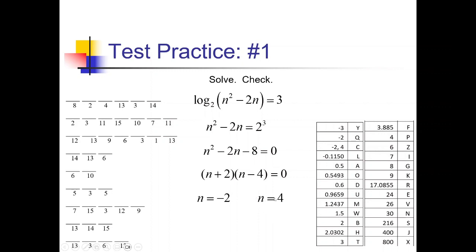Now I do need to go back and plug these into the original and make sure I'm not taking the log of a negative or 0. If I plug negative 2 in up here, that would give me 4 plus 4, because a negative times a negative is positive. So that's 8, that's okay, that's fine. And then if I plug 4 in, I've got 4 squared, so 16 minus 2 times 4 minus 8. That also gives me a positive. So both of these are good answers.